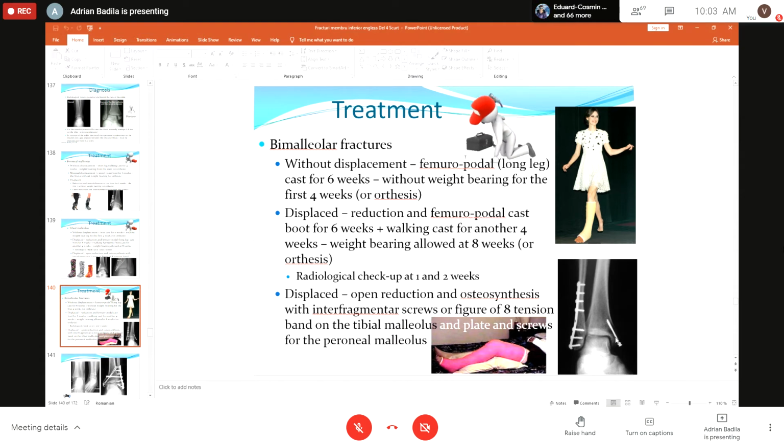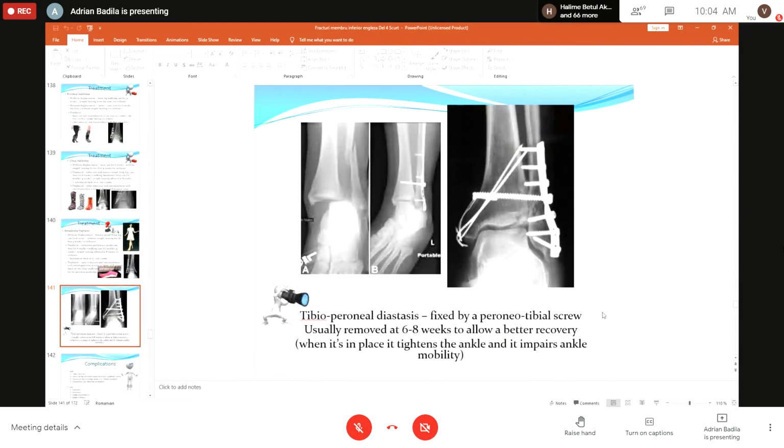So, to summarize, for the peroneal malleolus, almost in all cases, a plate. For the tibial malleolus, 2 screws or a figure of 8 tension band. That depends on the preferences of the surgical physician. For the tibial peroneal diastasis, the treatment consists of reduction and fixation by an interfragmentary screw.